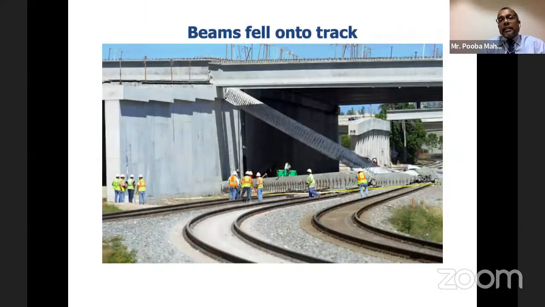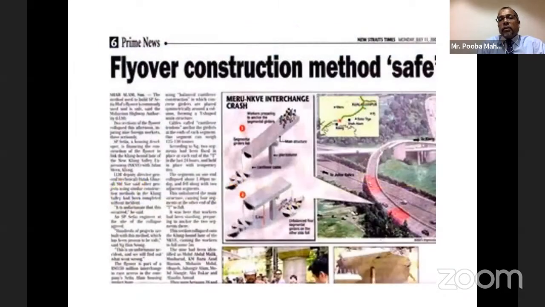This one is another case where the beams fell down and the blame went to the consultant. This is another one where the beams all fell down onto the railway track. Lucky the train had just passed and the train was not hit. It just damaged the railway track and a few beams fell down. So this is another case where the blame went to the consulting engineer.